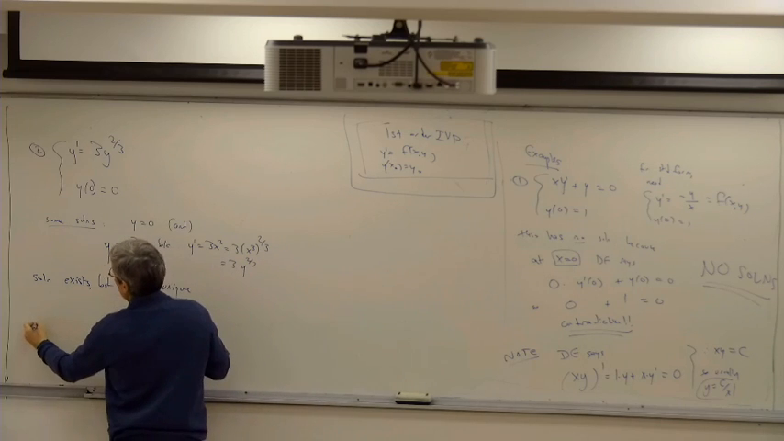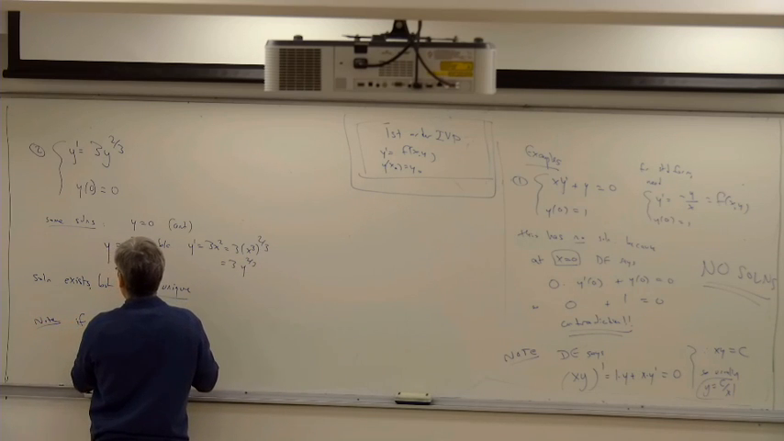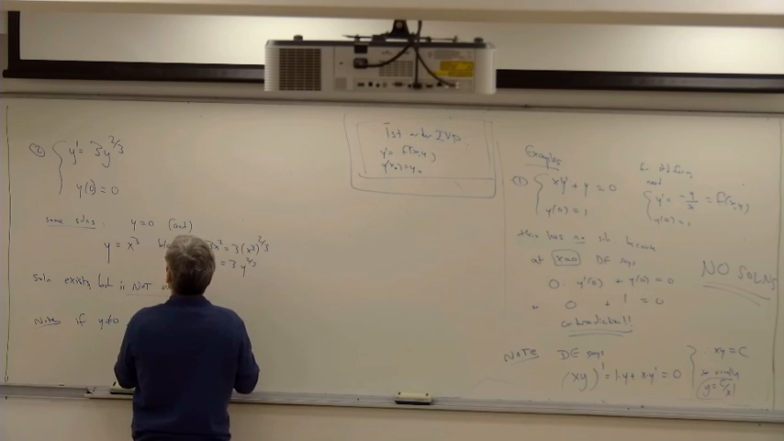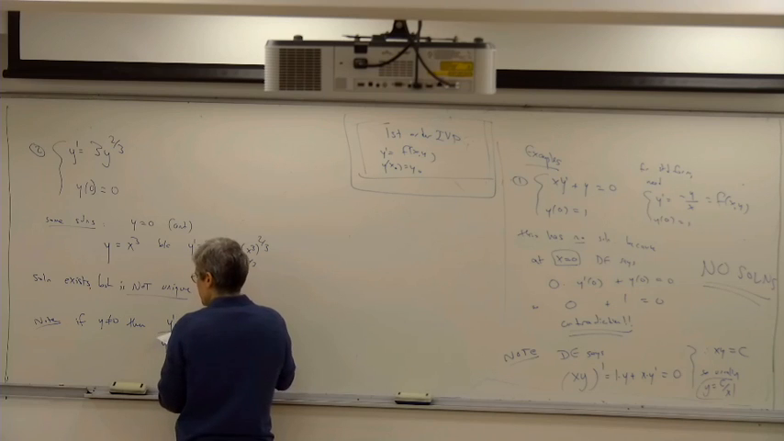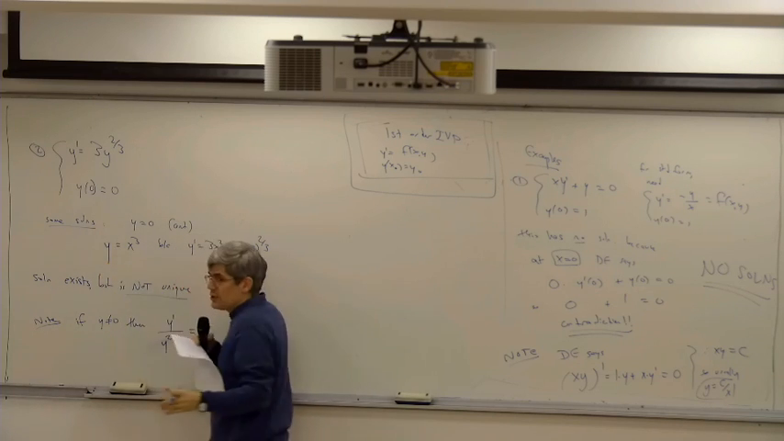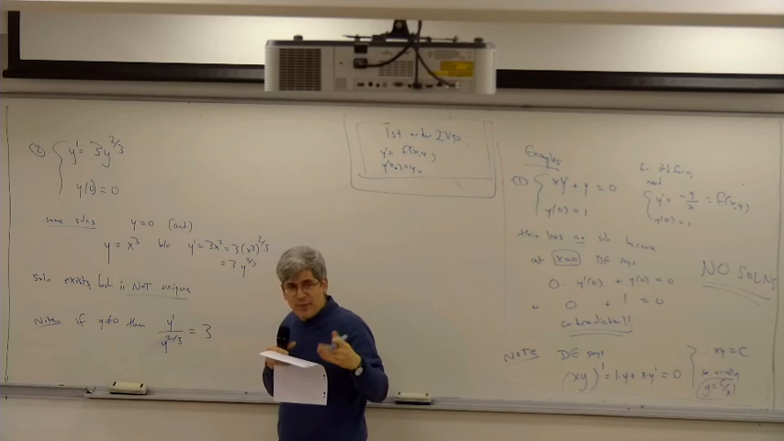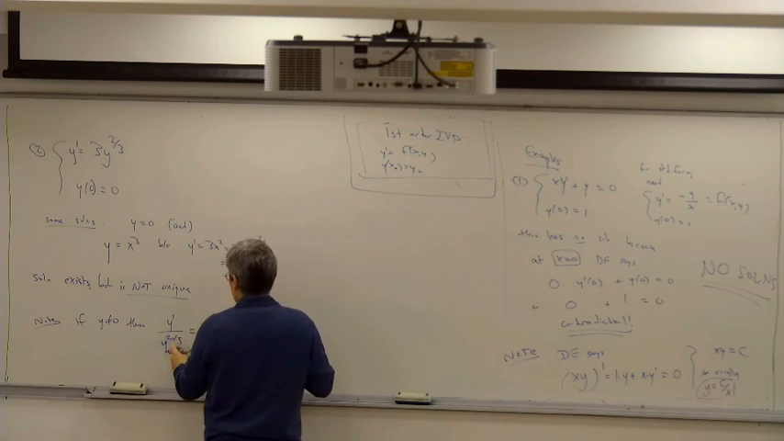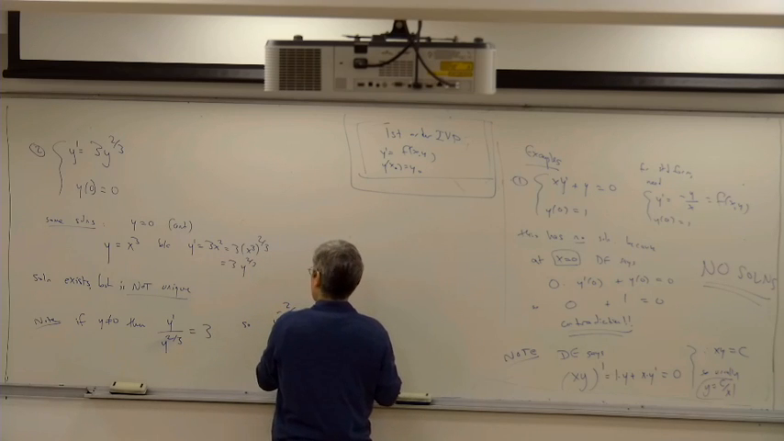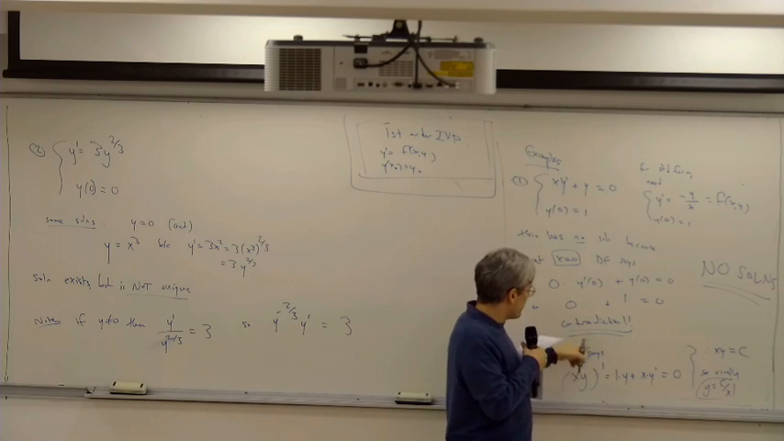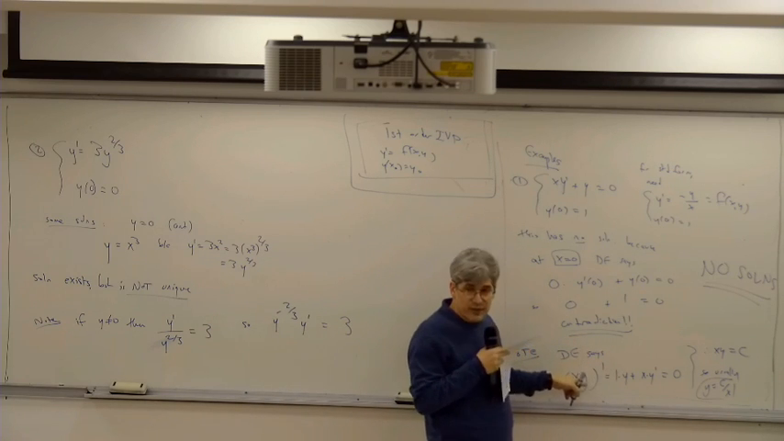First of all, note, if y is not equal to 0, then y prime over y to the 2/3 equals 3, right? Now that's not permissible near the initial condition. But just let's think about this differential equation. So this looks like y to the minus 2/3 y prime equals 3. Now this almost could be something which is the derivative of something, okay?